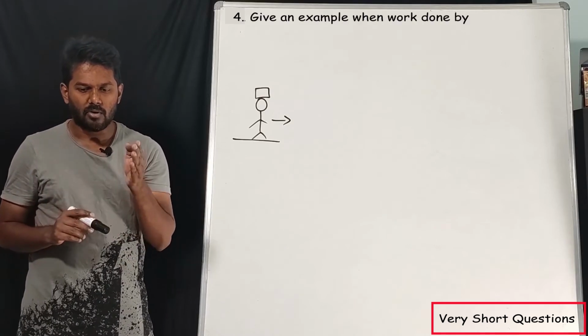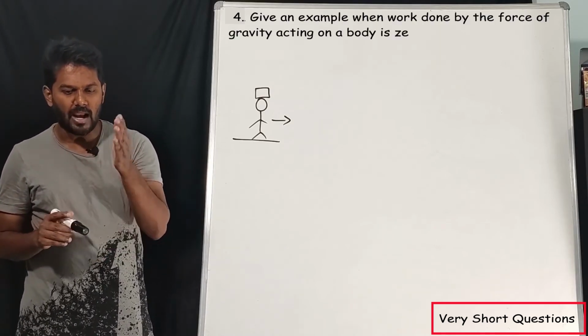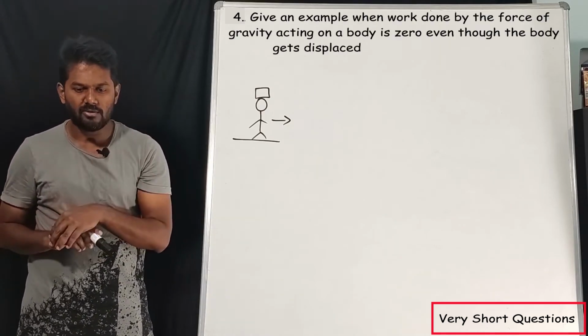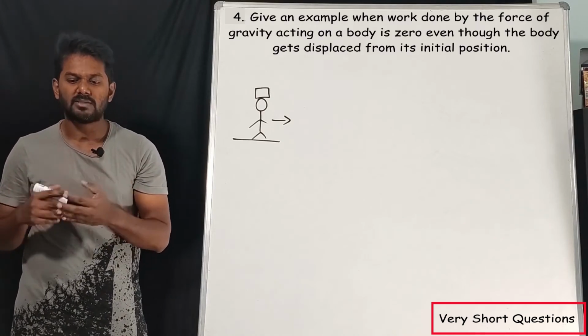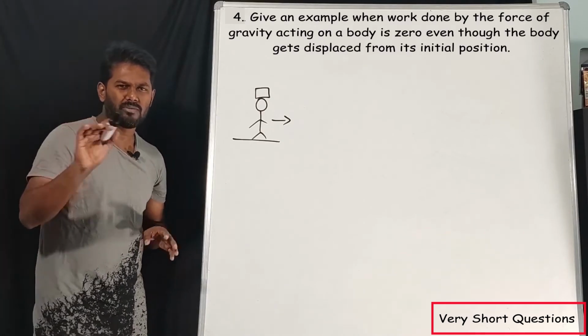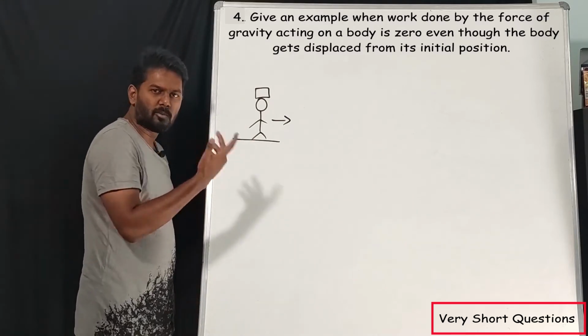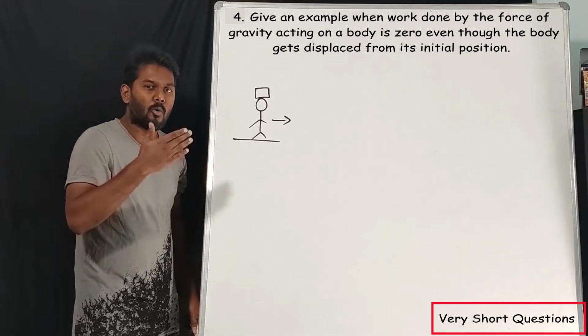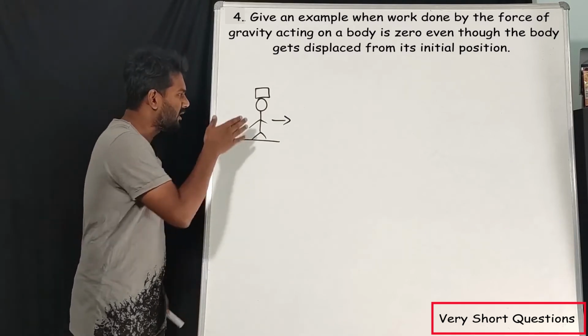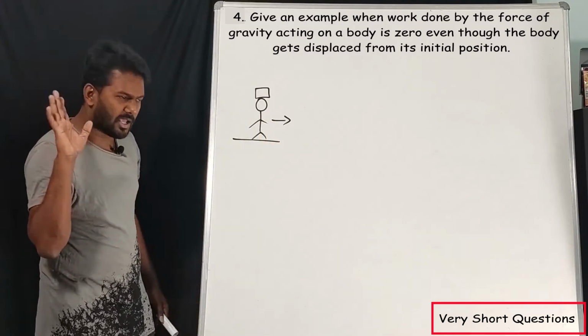Give an example when work done by a force of gravity acting on a body is 0, even though the body gets displaced from its initial position. Very simple question. We have seen this question so many times. Now also I am going to explain. They are asking for an example where work done is 0 even though there is a displacement.